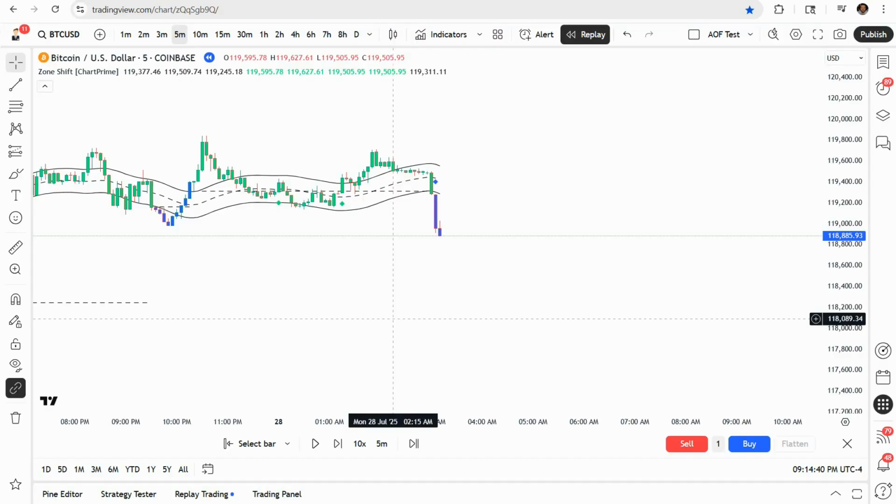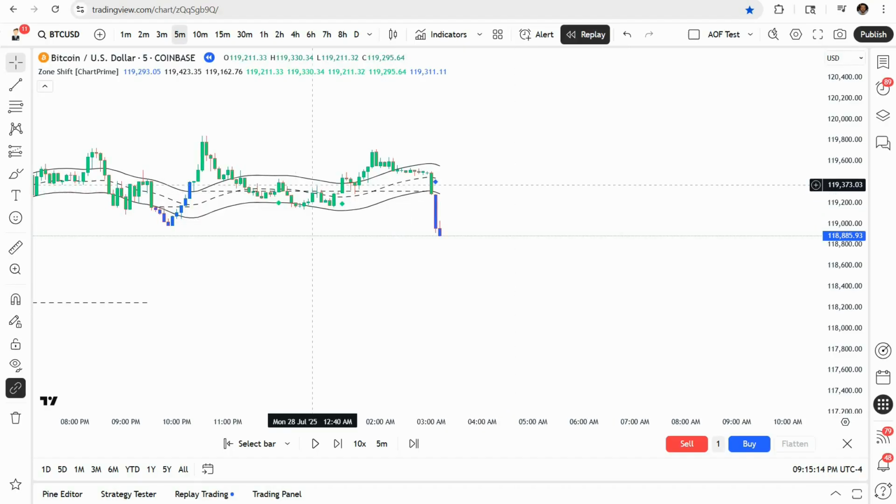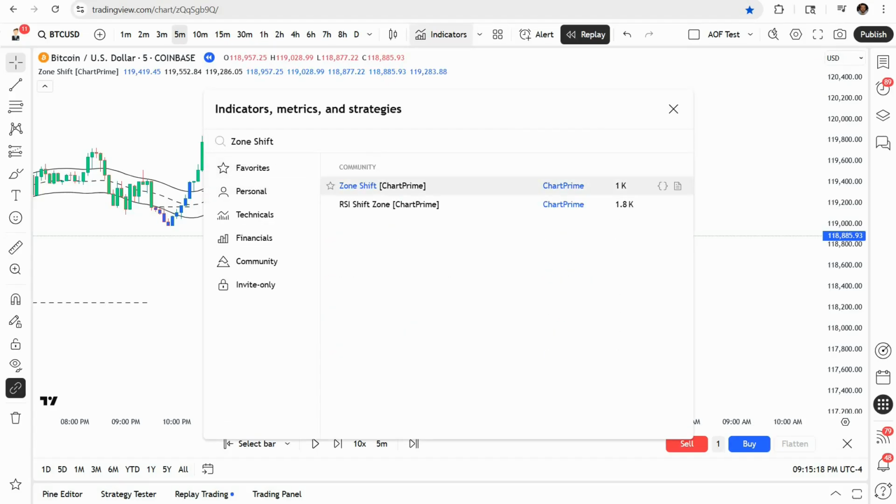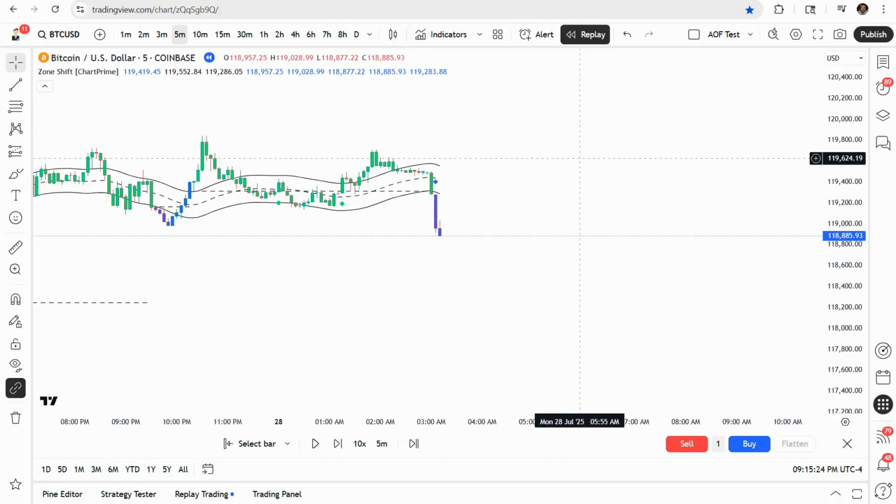Alright, as I said, today we will be looking at a different style of moving average. And so the source video says free moving average buy and sell signals. The indicator that we are looking at today is going to be the zone shift indicator. This one right here. Go ahead and click on that and add it to the screen.